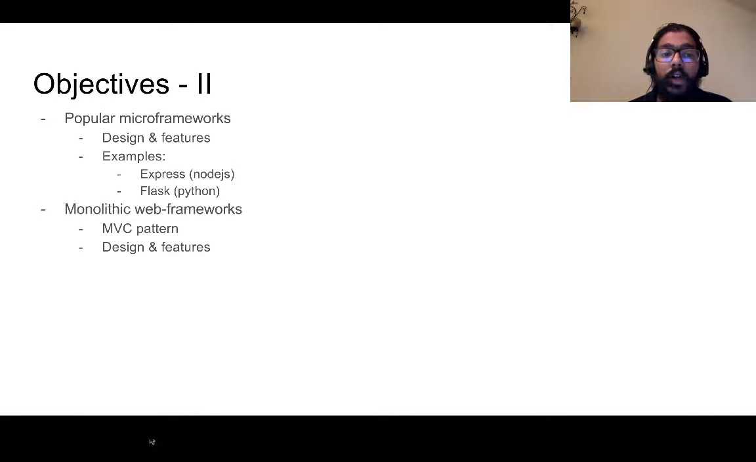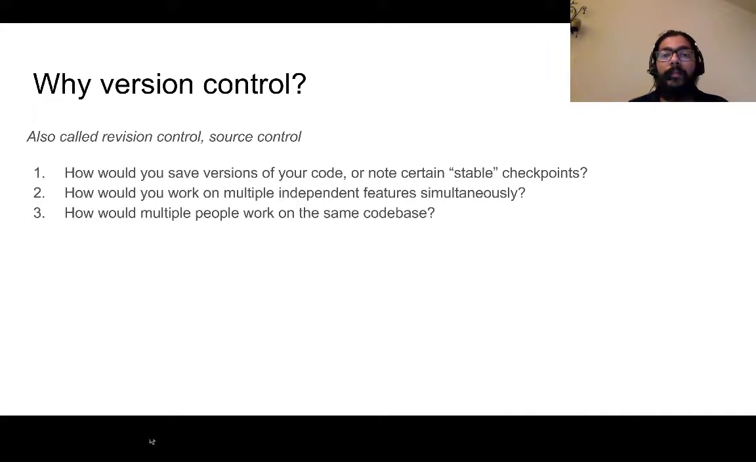We'll also look at monolithic web frameworks, and these are larger web frameworks, typically used to build applications in what is called the monolithic pattern, not the microservices pattern, which we're going to be discussing. Most of these frameworks use something called the MVC pattern to build applications, and we'll try to understand what that pattern is and what are the common features that you can expect out of frameworks like these, for example, Django or Rails. So that said, let's start with this particular module, and we'll be looking at version control.